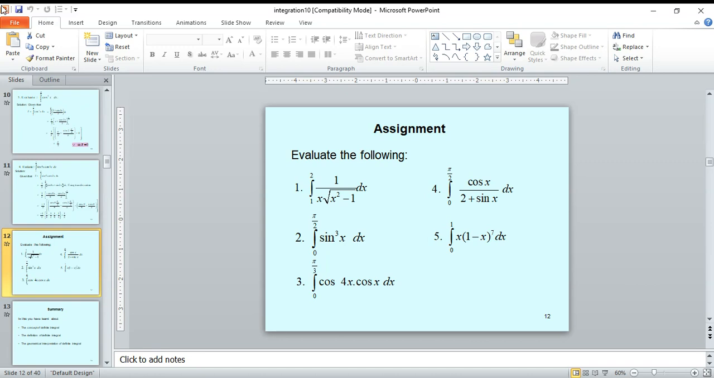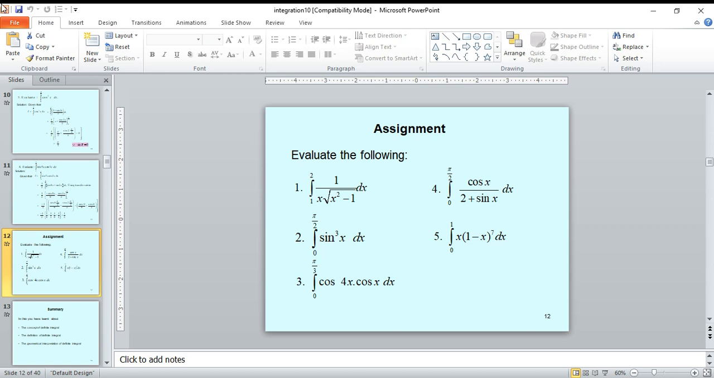Assignment. Evaluate the following. Integration 1 to 2, 1 by x into root of x square minus 1. This is integration of sec inverse x plus c. Apply 1 and 2 in sec inverse x. Next, integration 0 to pi by 2 cos x by 2 plus sin x dx. This is the formula of integration f dash of x by f of x.